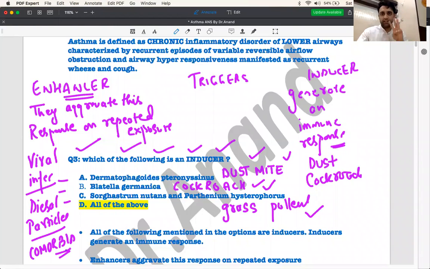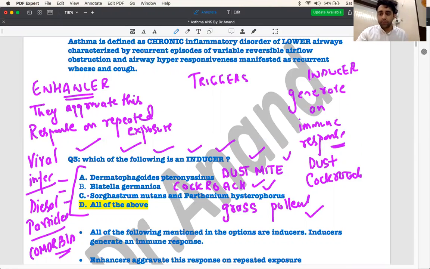So three things are important you need to know. Inducers are the ones which generate an immune response. Examples of the inducers are there in question number 3. Then we have enhancers which aggravate the response on repeated exposure. Examples are viral infections, diesel particles, and comorbid conditions.